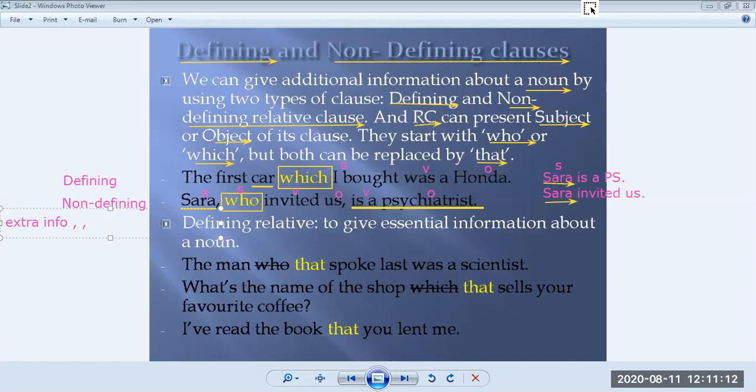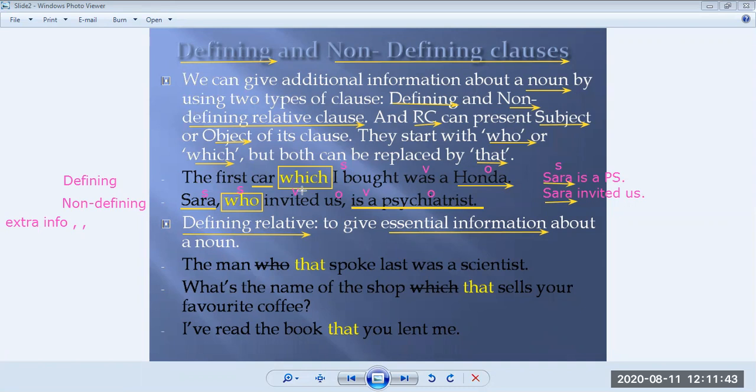So now let's continue over here. Defining relative clauses, what are they? Defining relative clauses give essential information. You see that? Essential information about the noun. For example, the noun is car, the Honda. Honda is the car, the noun. What kind of essential information are we giving? The one which I bought first.